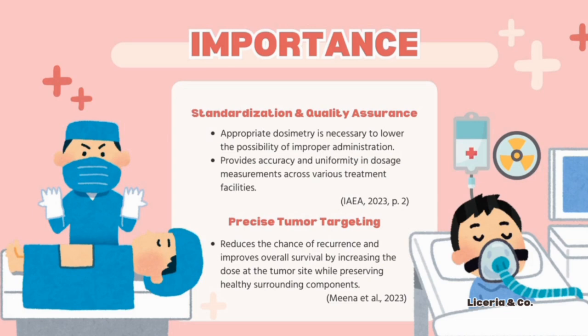So the first one is standardization and quality assurance, where appropriate dosimetry is necessary to lower the possibility of improper administration and to provide accuracy and uniformity in dosage measurements across various treatment facilities, and these facilities should be traceable through primary and secondary dosimetry laboratories so that patient safety, treatment effectiveness and overall quality of brachytherapy can be assessed. And the second one is precise tumor targeting to reduce the chance of recurrence and improve overall survival by increasing the dose at the tumor site while preserving healthy surrounding components.